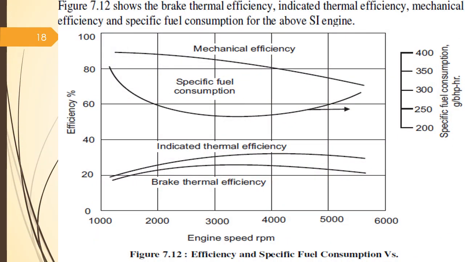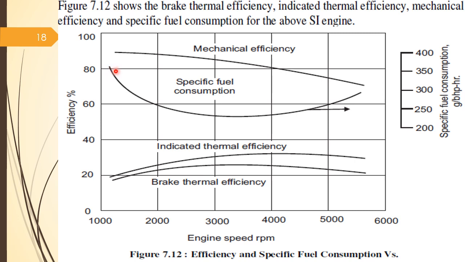In the similar way you can see the different graphs that will be helpful when we go for analysis of a petrol engine or a diesel engine. You can see for the petrol engine, this is the graph of brake thermal efficiency, that is eta THB, with increase in the RPM on the x-axis. Second is indicated thermal efficiency, definitely eta THI is more than eta THB.